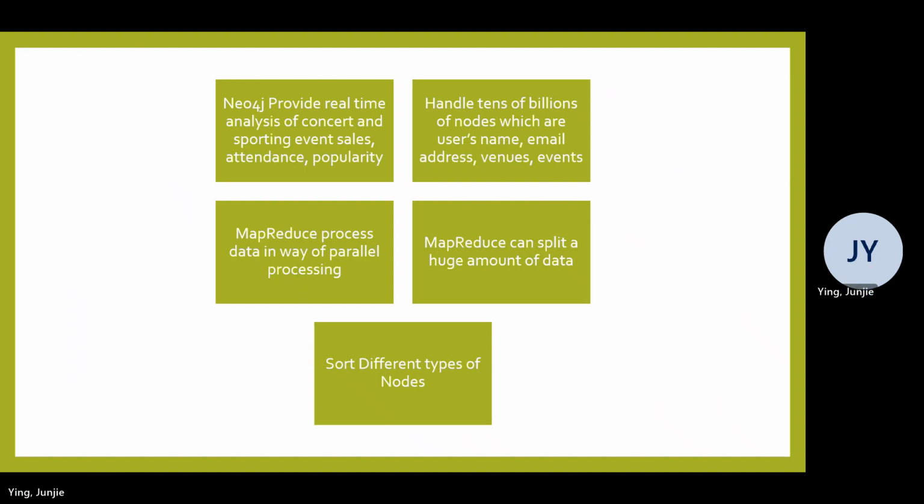These are the advantages of Neo4j. Neo4j provides real-time analysis of concerts, sport events, and their popularity. Neo4j can handle billions of nodes, which are users such as users' name, email address, venues, and events. MapReduce will process the data with parallel processing, and we can split a huge amount of data, and it can sort different types of nodes.